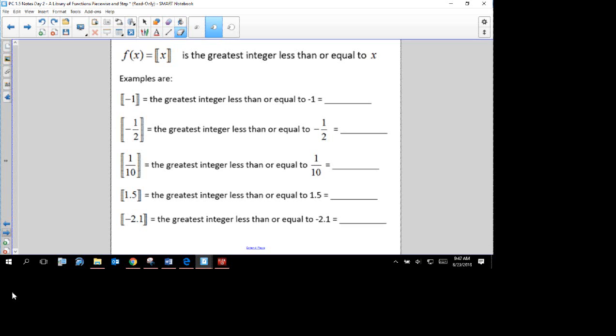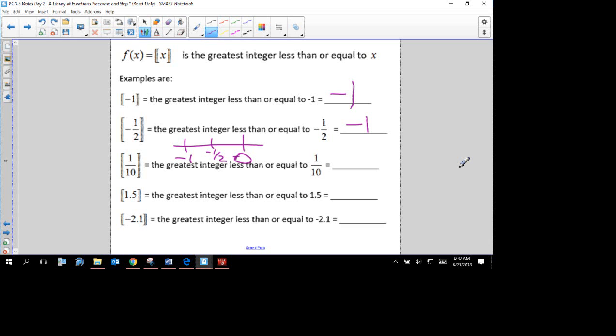So if I put in -1, what integer do I get out? Integer is still -1. Okay, negative 1 is an integer, so negative 1 is what I would get out. Now, if I put in negative a half, it's going to be the integer that is less than or equal to negative a half. If you need to see it, here's 0, here's negative 1, here's negative 1 half. What integer is less than negative a half? Negative 1, because you go to the left.